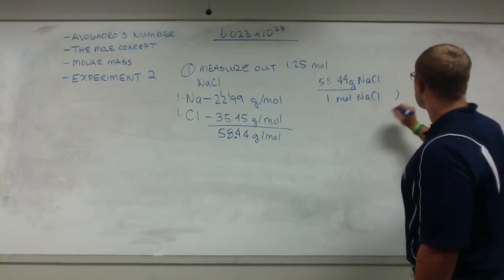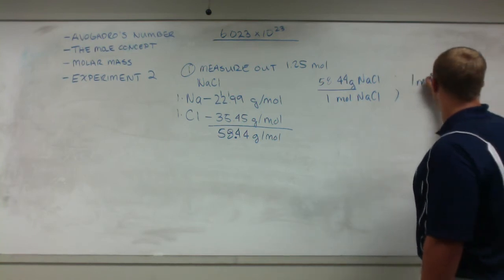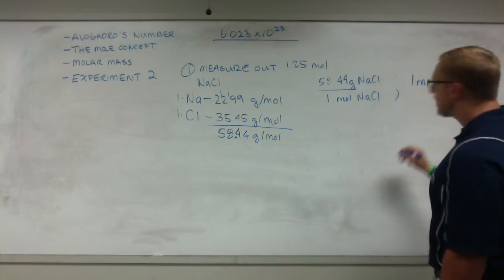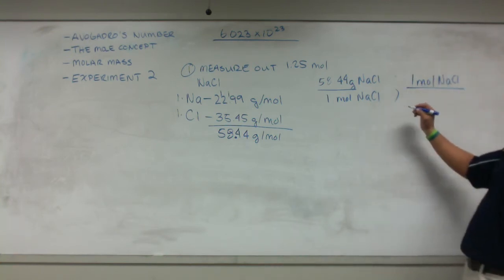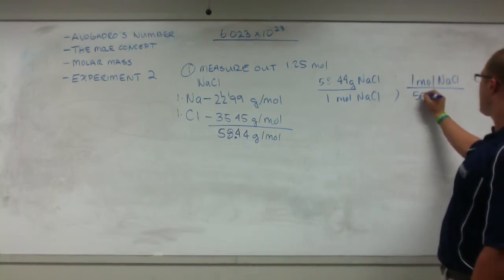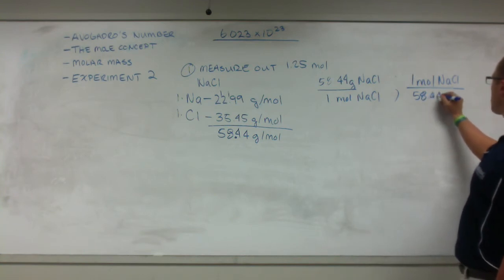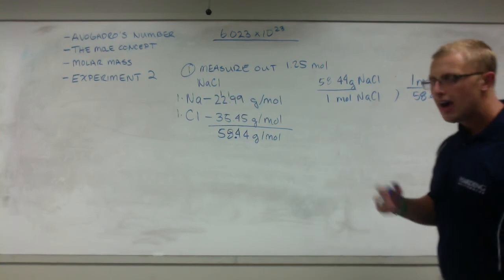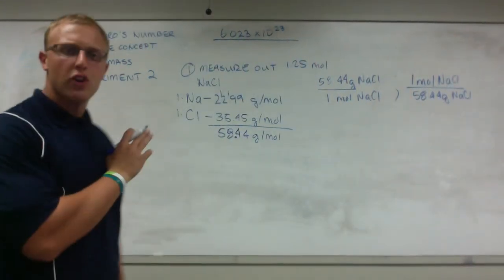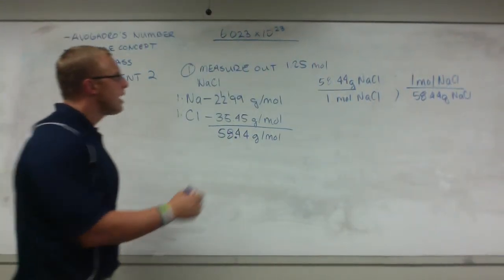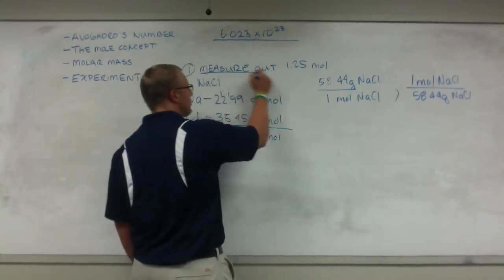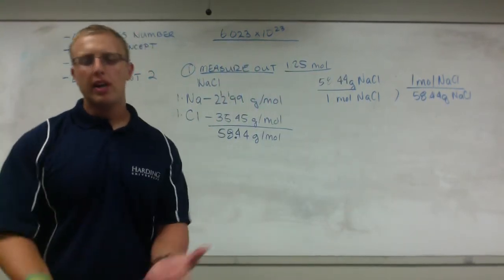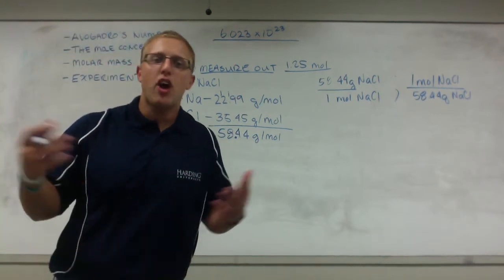We can also make the conversion factor: 1 mole of sodium chloride is equal to 58.44 grams of sodium chloride. So now we have our conversion factors, we have our molar mass, but it's saying measure out 1.25 moles. So you're asking, where does this molar mass get us? Why are we doing this?